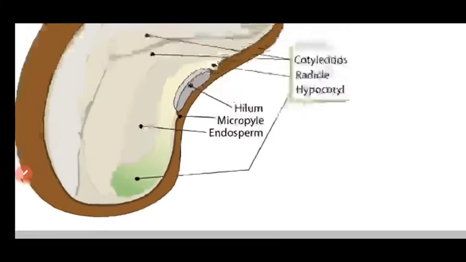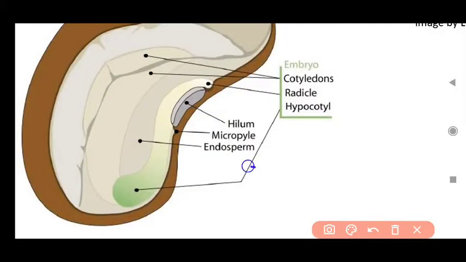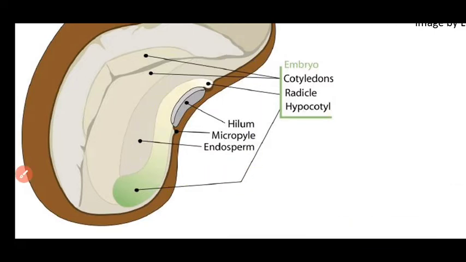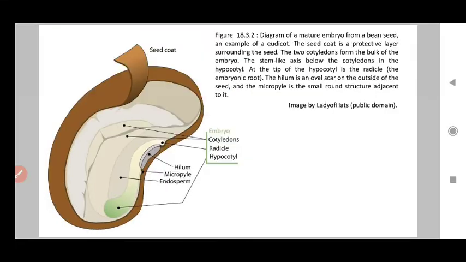Also, the endosperm has been seen in this picture; it provides nutrition to your embryo or mature seed. The radicle is the part through which your root develops, and the plumule is the part through which your stem develops. So I think you may have understood.